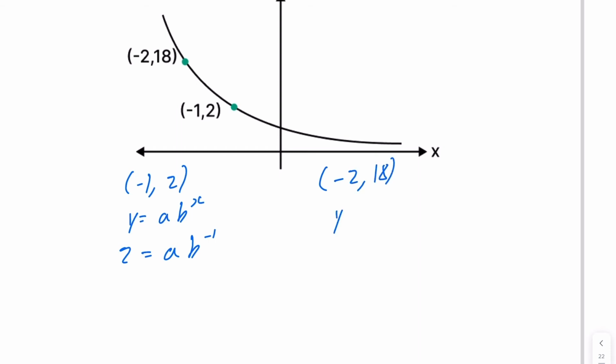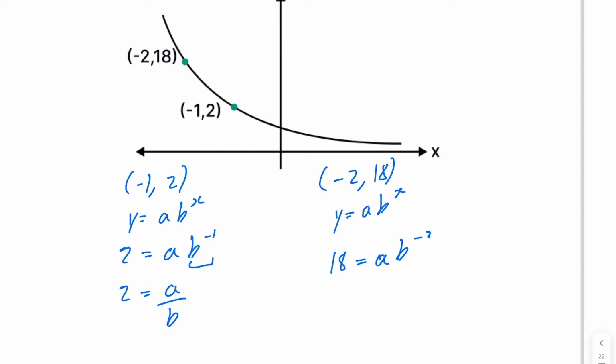And then we have y is equal to ab^x again. And then we have 18 is equal to ab to the power of minus 2. So I'm going to rearrange one of these equations for a. I'm going to do the one on the left. Now remember, when there's a negative index, it's the same as writing 1 over that index to the same power. So since here the power is 1, we can say 2 is equal to a over b. Okay, all I've done is rewrite this as 1 over b.